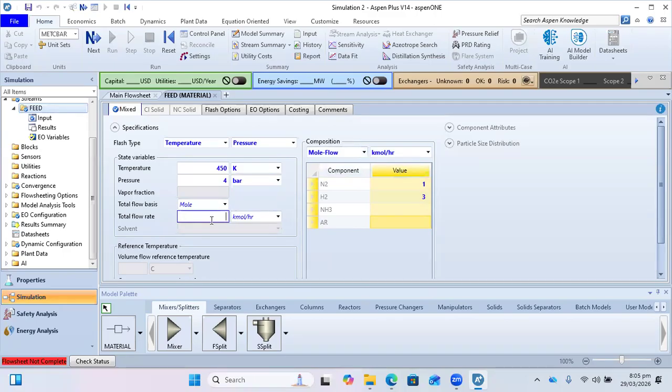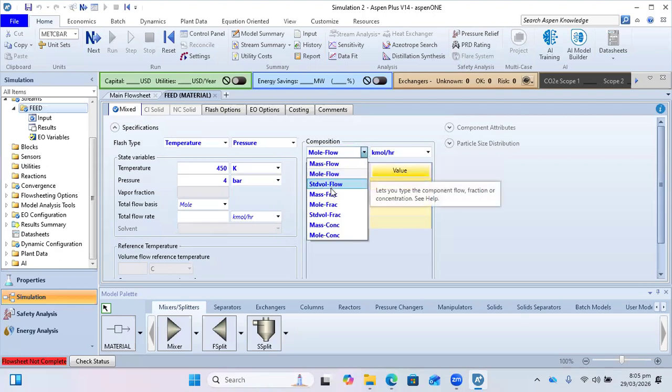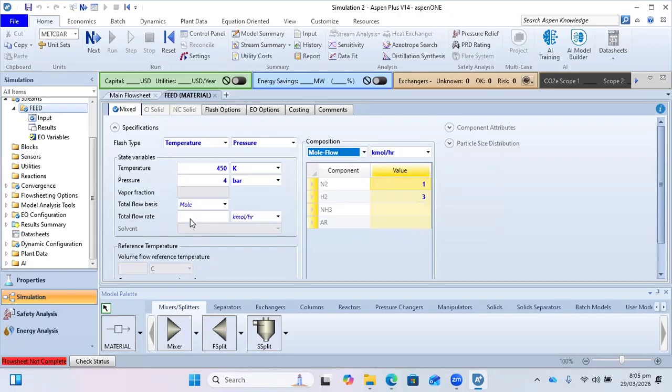If you specify mole flow here under the composition section, you don't need to do that over here under the specification section. If you had used mole fraction or mass fraction, then you would have needed to specify the total flow rate over here. So just keep that in mind. So we have that for nitrogen and hydrogen.